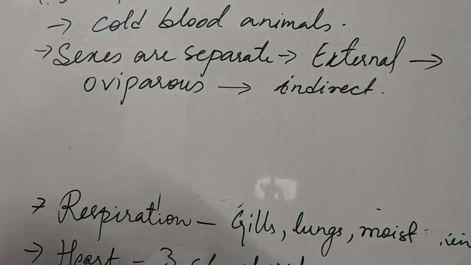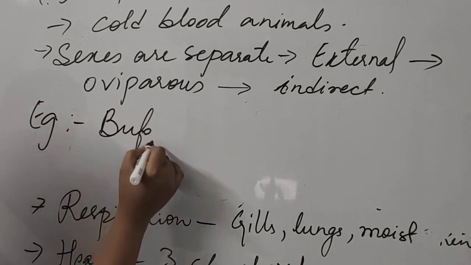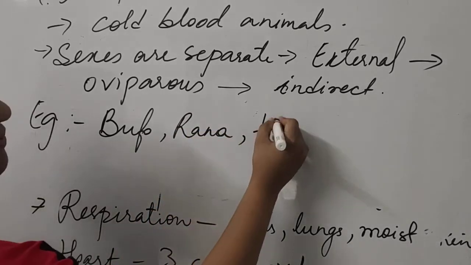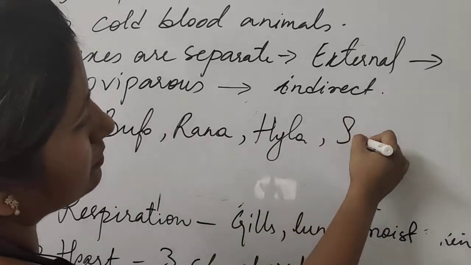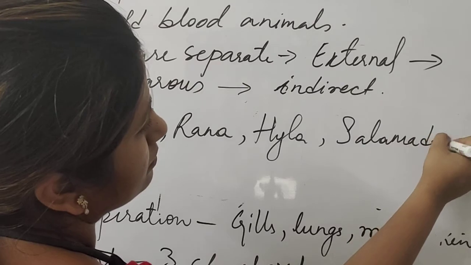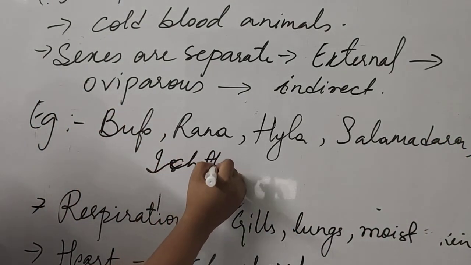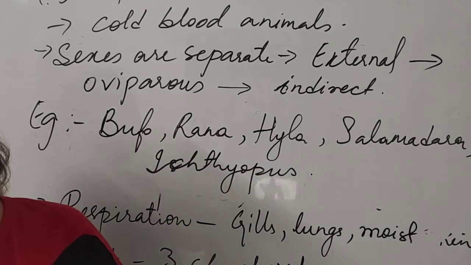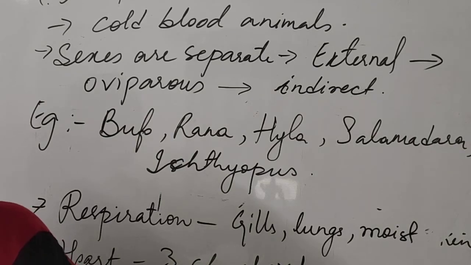So, indirect development. The examples are Bufo, which represents toad, Rana, which represents frog, Hyla, tree frog, salamander, and Ichthyophis. Ichthyophis are some amphibians which reside completely in water bodies.